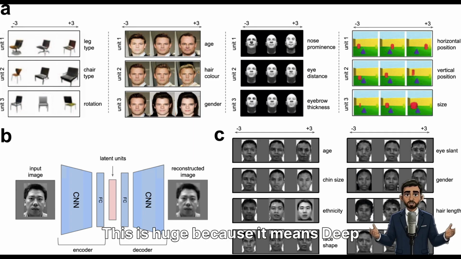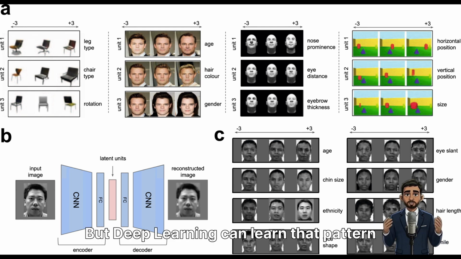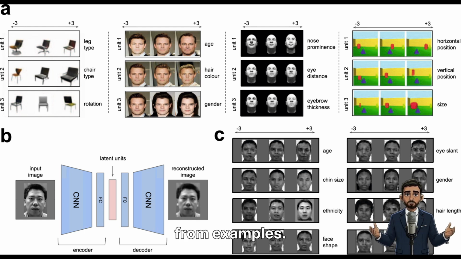This is huge because it means deep learning can work with data that's really hard for humans to describe. How would you describe what makes a face look like a face? It's really hard to put into words, but deep learning can learn that pattern from examples.